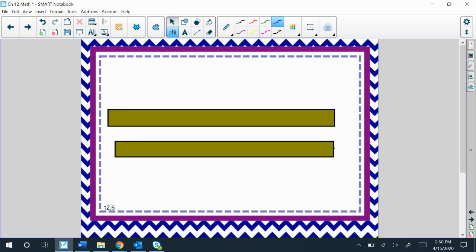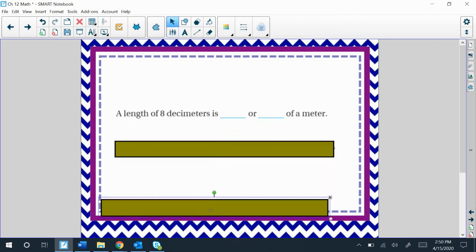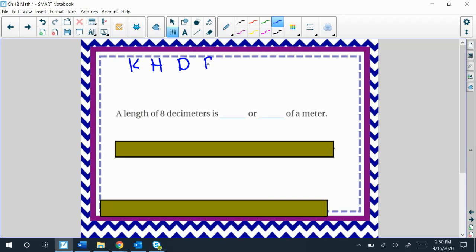Here's my first one. A length of 8 decimeters is something or something of a meter. Well, first thing you need to do is you need to get that saying up on your paper. Let's see if you did it right. King Henry died by drinking chocolate milk.